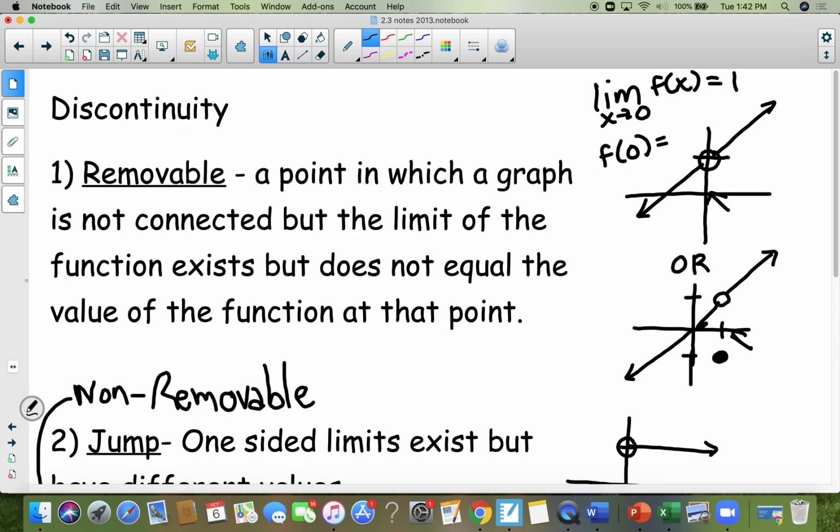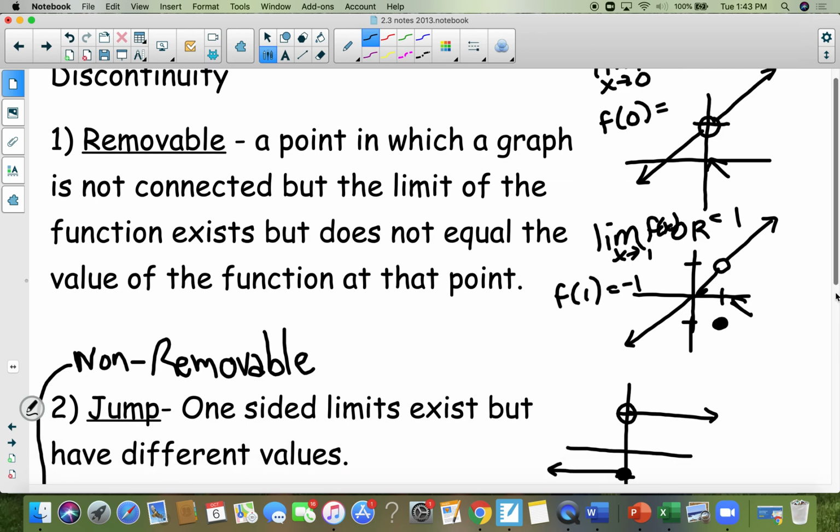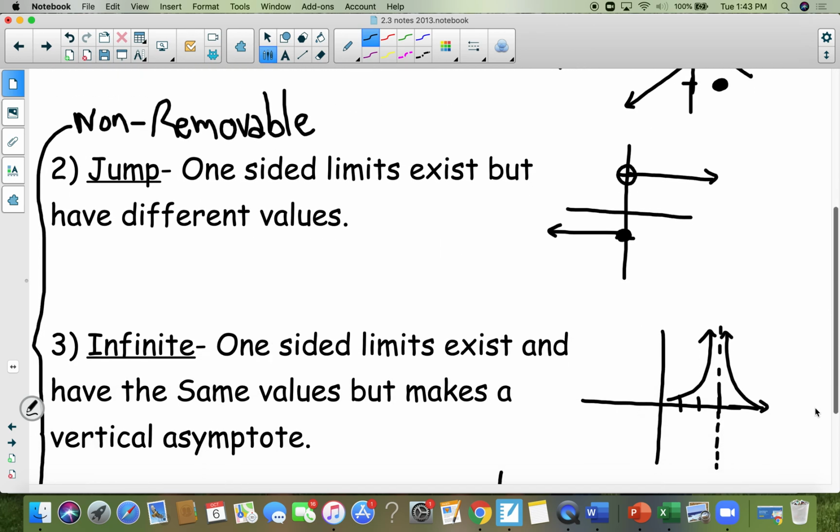So that's called a removable discontinuity. The limit of some f of x as x approaches 1, doesn't that equal 1 for this one? But the actual point f of 1 is equal to negative 1, isn't it? Back in algebra. Limits and points are totally different things in math. We already got the removable discontinuity. Okay? Non-removable. This is the only removable one. There are 3 non-removable ones.